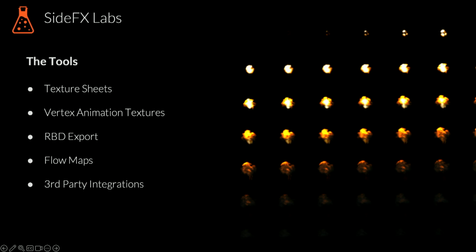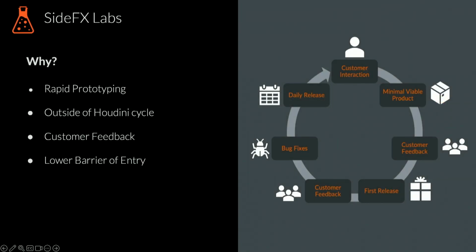Some of these tools were things like texture sheets, like you see here, vertex animation textures, RBD export to bones, flow maps, and we had some third-party integrations like Reality Capture. And the main idea behind Labs, which at the time was still the game development tool shelf and morphed into Labs later, was things like rapid prototyping.